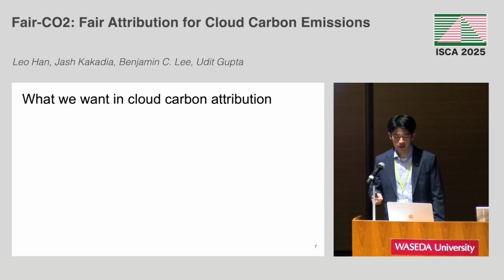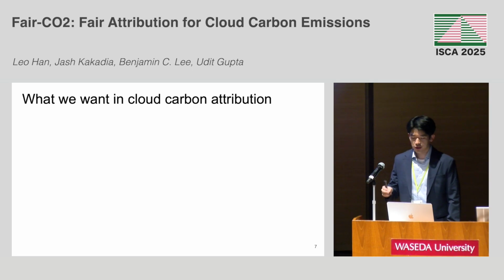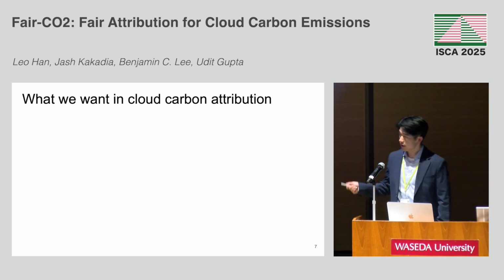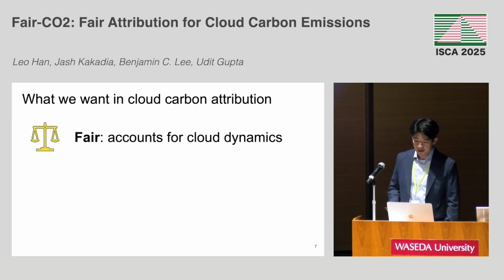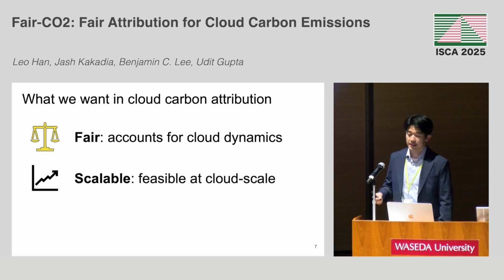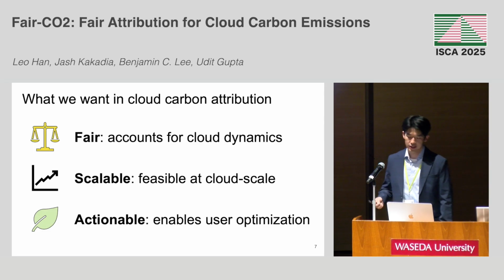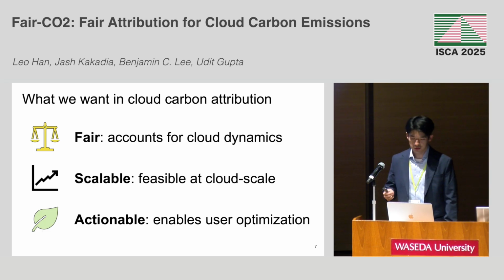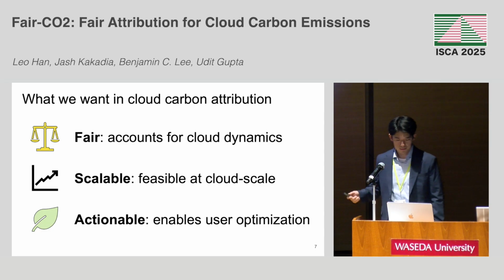Before we go further, let's talk about what we actually want in a good cloud carbon attribution method. First, we want it to be fair, and that it accounts for the complexities of cloud dynamics. Second, we want it to be scalable, so it can be feasible at cloud scale. Third, we want it to be actionable, so that it can enable users to optimize the carbon footprint of their workloads to be more sustainable.